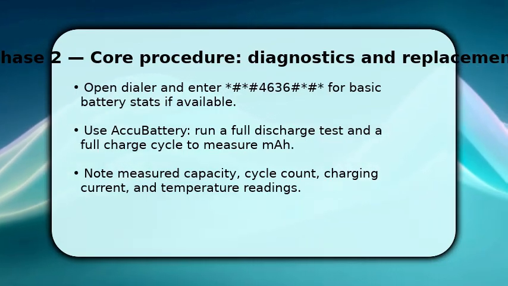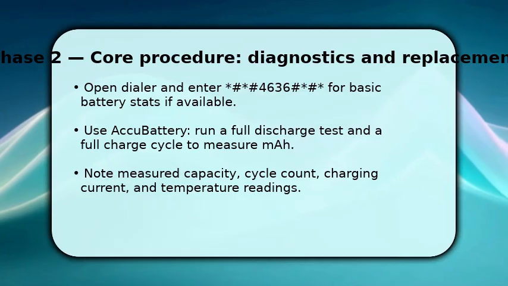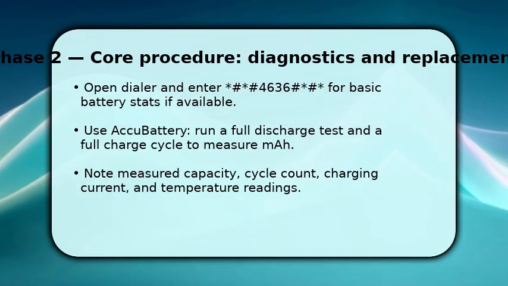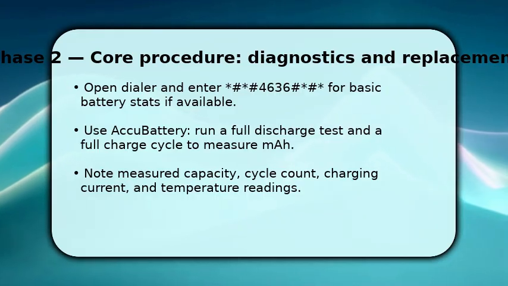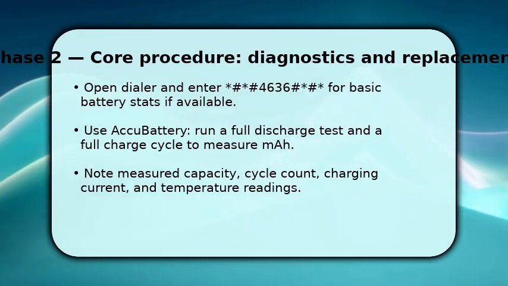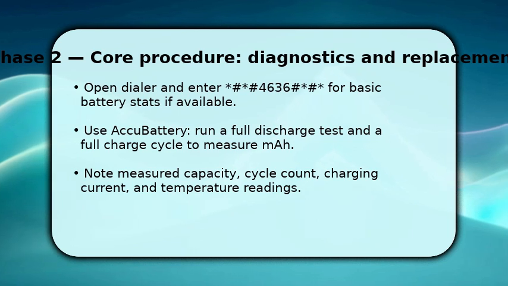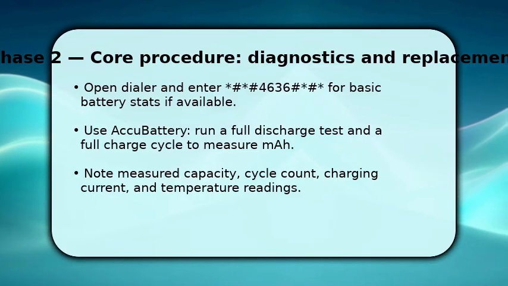Let the phone discharge under normal use to about 20%, then charge to 100% while the app records effective capacity in mAh. Make sure to log cycle count, average charging current, and temperature. These numbers explain why capacity can change. Once done, export or screenshot results for comparison.